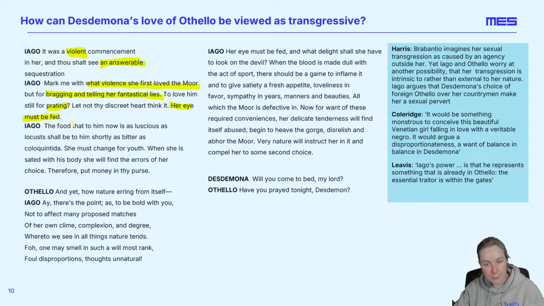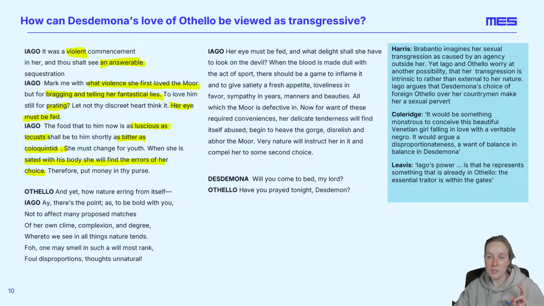And that the food that to him now is as luscious as locusts, shall be to him shortly as bitter as coloquintida. She must change for youth. When she is sated with his body, she will find the errors of her choice. Therefore put money in thy purse.